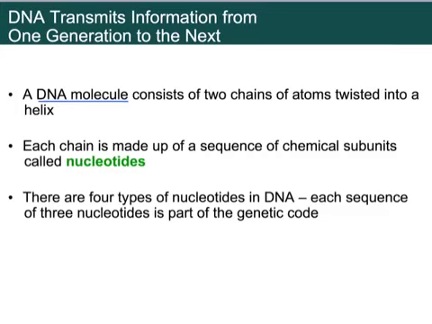The DNA molecule is made out of two chains. It's called a double helix. It says helix, but it really should be a double helix because it goes like this, and then there's another one going like that. So it's a double helix. There's a picture later.